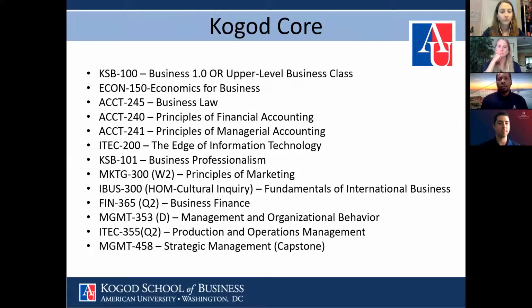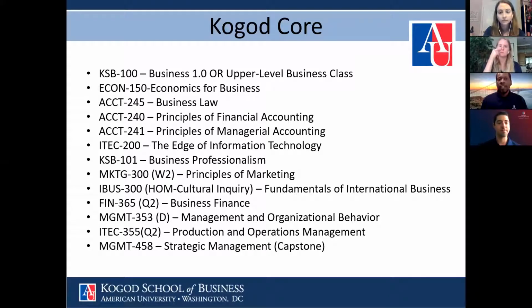From the Kogod core. So the first group we looked at was the American University core, which is classes that all students at American University should be taking. And the Kogod core shows exactly the courses you need for one of our undergraduate business degrees. So by looking at the top and working our way down, we'll touch on some courses here.